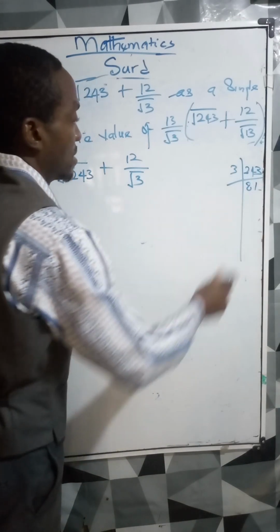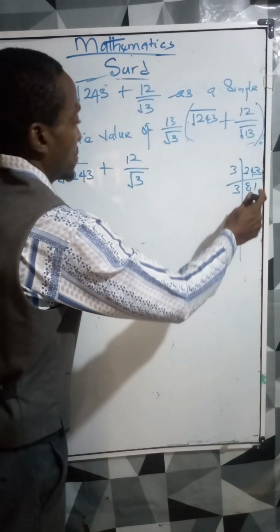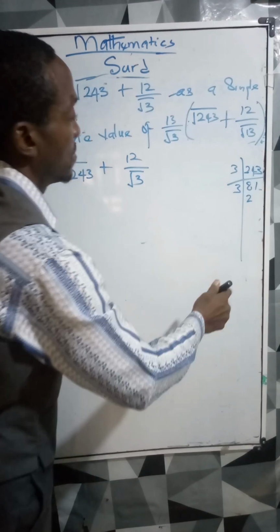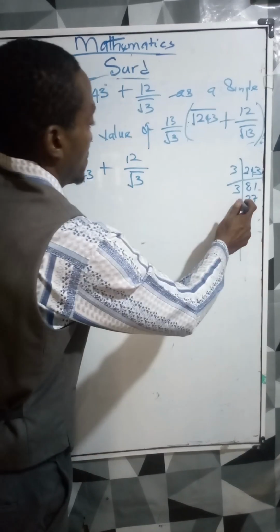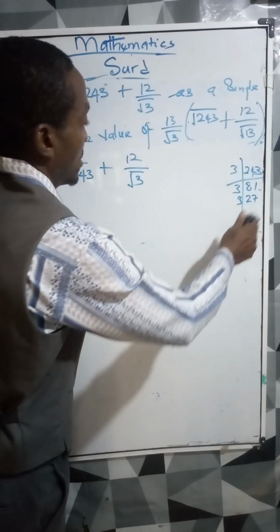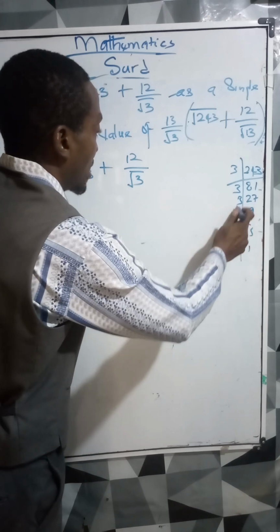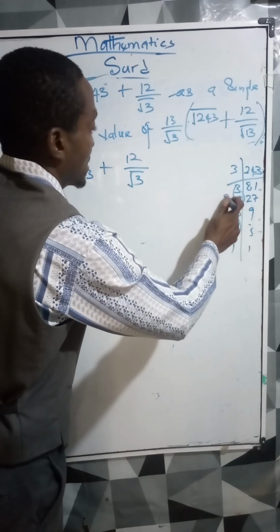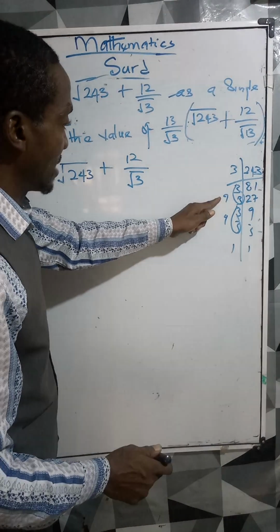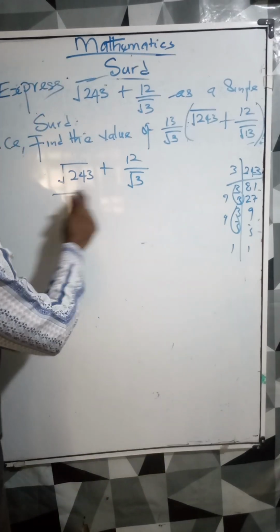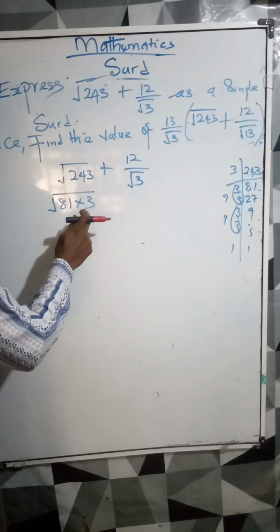3 goes in 3 will give us at least 81. 3 goes in 8 will give us 2. 3 goes in 21 is 7. 3 can still go. 3 goes in 27 is 9. 3 goes in 9 is 3. 3 goes in 3 is 1. Look at our two identical numbers: this will give us 9 times 9 times 3, which is 81. 9 times 9 is 81, times 3. So this particular one will give us 81 times 3.